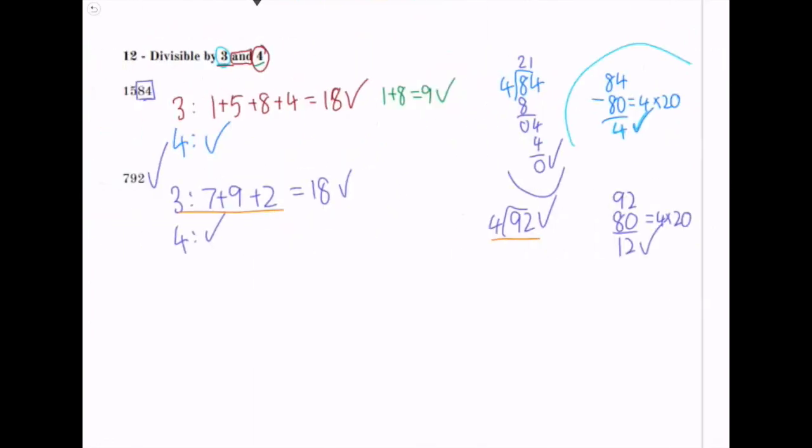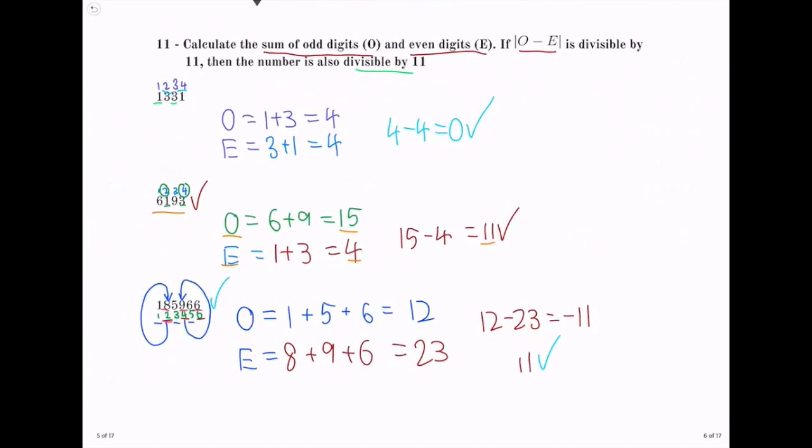Somebody asked what is the 11 trick? The 11 trick is you sum the odd number digits and the even number digits. So you sum the first and third digit and whatever, and the even number digits, and then you find the difference of them.